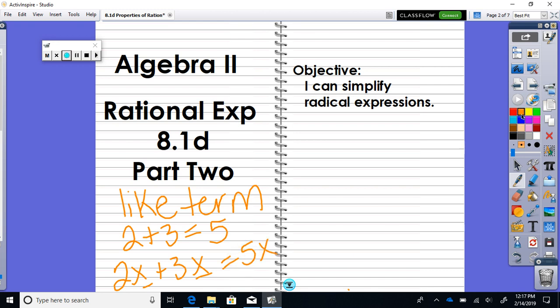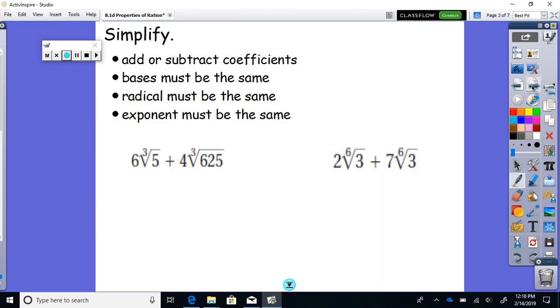The same holds true for square roots, cubed roots, etc. So you can't add 2 plus the square root of x, because 2 is an integer and the square root of x, they're not the same thing. You could add 2 square roots of x plus another square root of x, because now they both have a square root of x, so you get 3 square roots of x. This is what we're going to be practicing today.